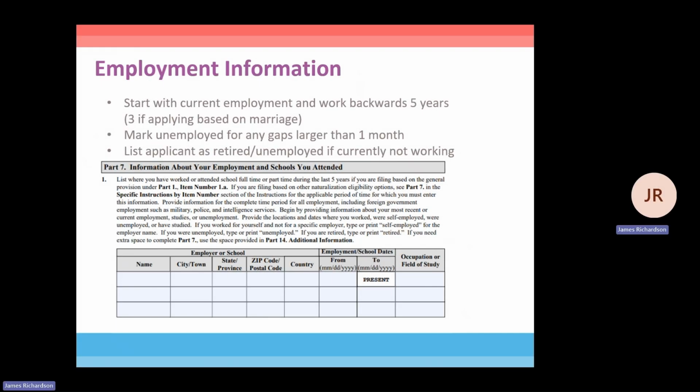So employment information. This is very similar to residence. We're starting with the current employment and working our way back 5 years, or 3 if applying based on marriage. Again, we're looking for gaps larger than a month, right? So if somebody is saying, my last day was on May 1st, and then I started my next job in October, that's a pretty big gap, and we want to know if they had any sort of job in that time. If they didn't, we'd want to list it as unemployed. Also, if the applicant is currently not working, we'd also want to list that as unemployed or retired or whatever it might be.